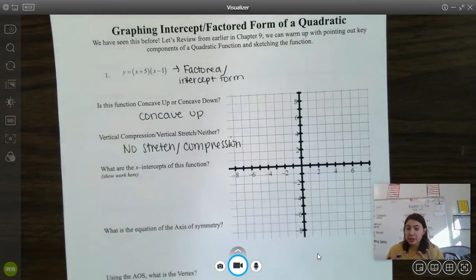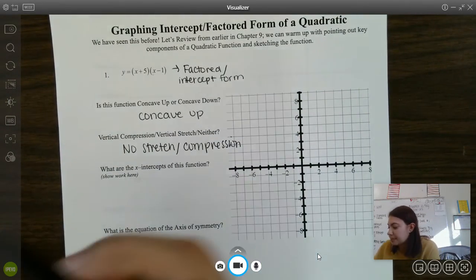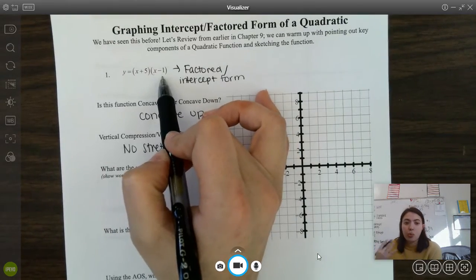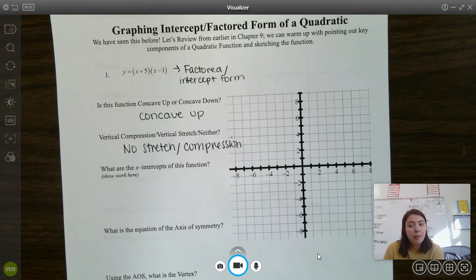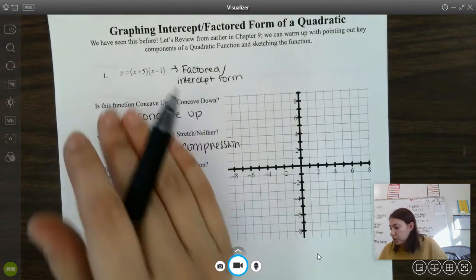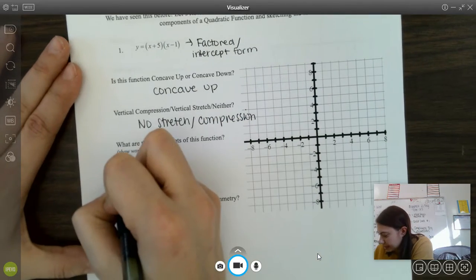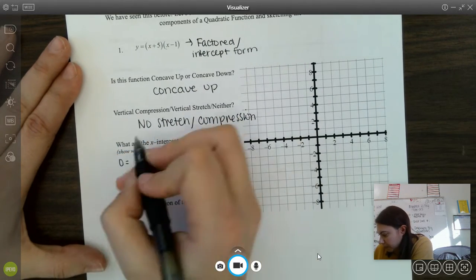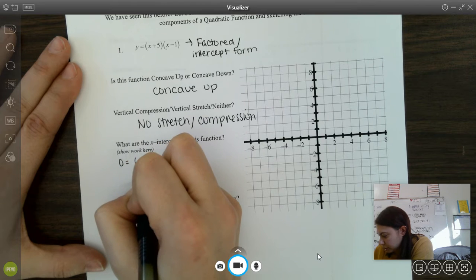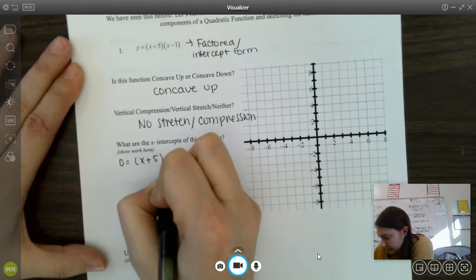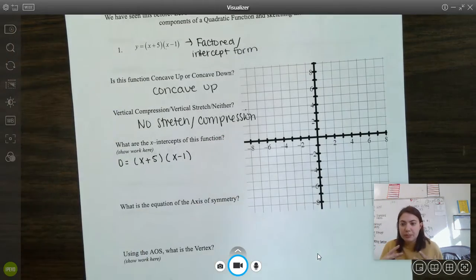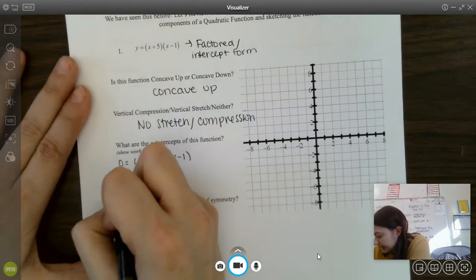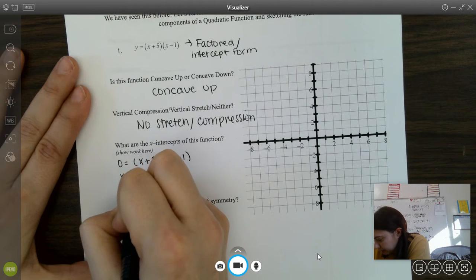If we see two factors such as this, x plus 5 and x minus 1, we can go ahead and find the x-intercepts of this function by factoring to solve. Now, in our case, it's already factored for us, so we can substitute that y value for 0 and say that 0 is equal to x plus 5 times the quantity x minus 1. Because both of those are being multiplied together, we can set each of these factors equal to 0.